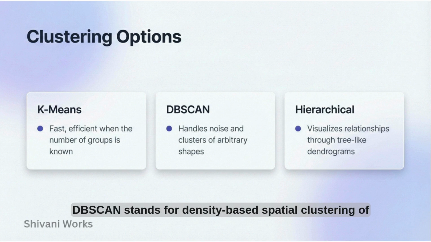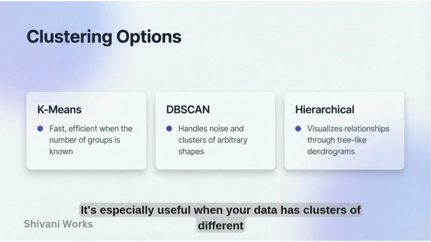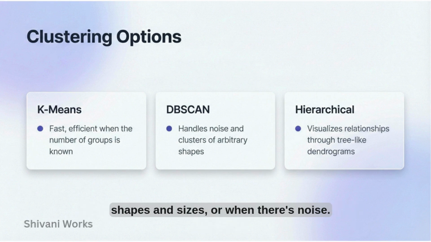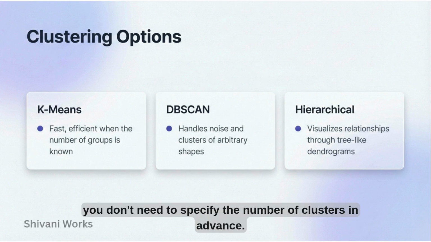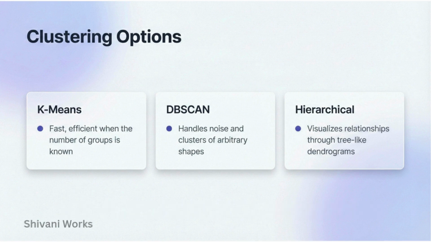DBSCAN stands for Density-Based Spatial Clustering of Applications with Noise. It's especially useful when your data has clusters of different shapes and sizes, or when there's noise. Unlike K-means, you don't need to specify the number of clusters in advance. DBSCAN can find clusters and mark outliers automatically.